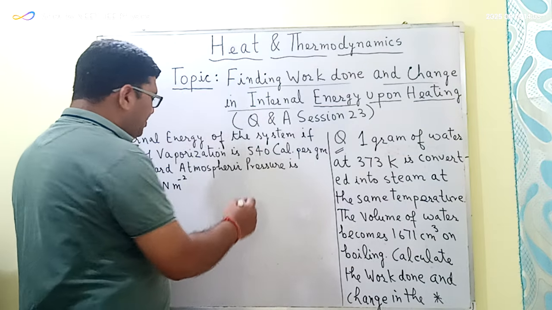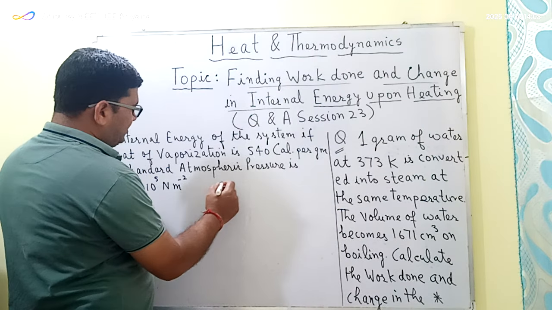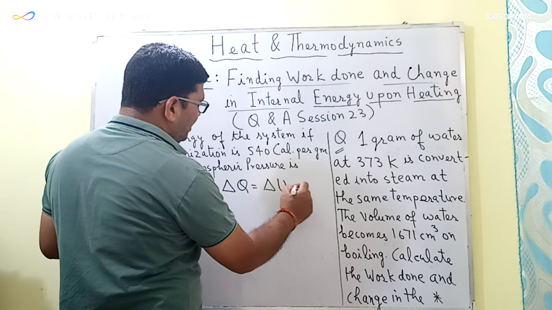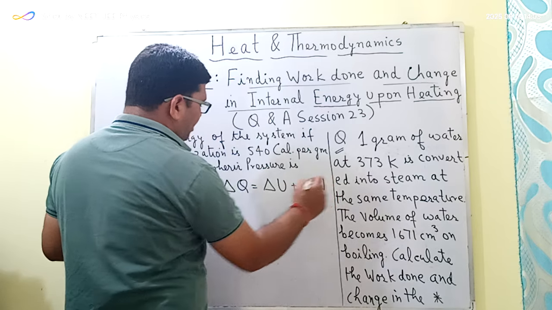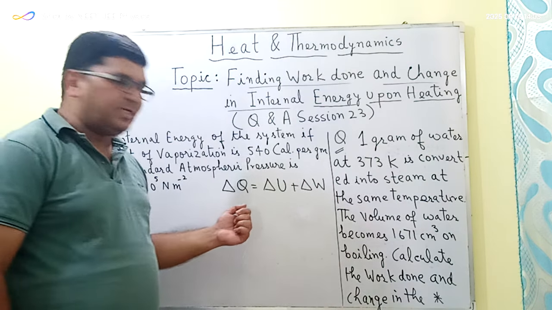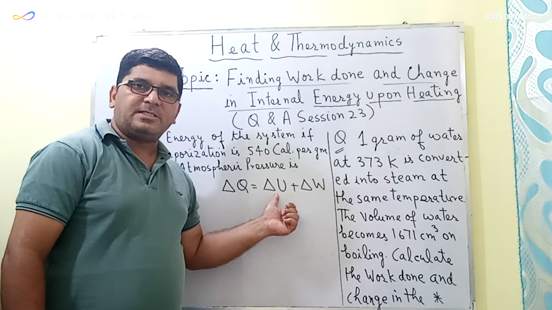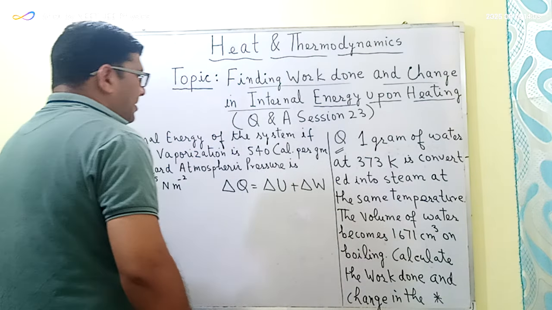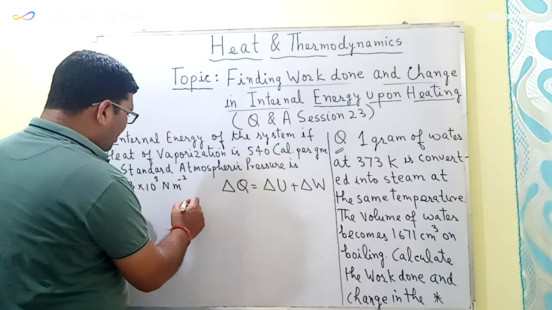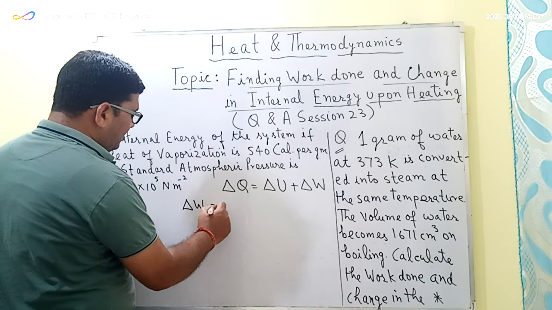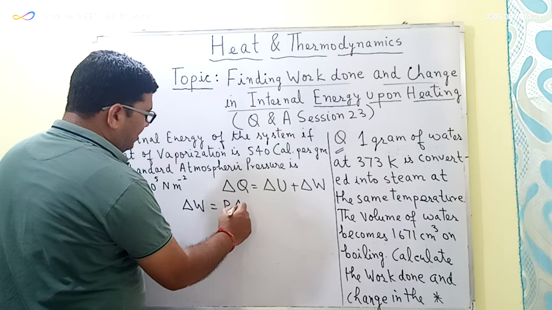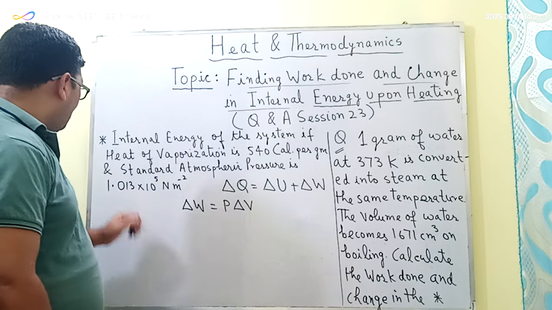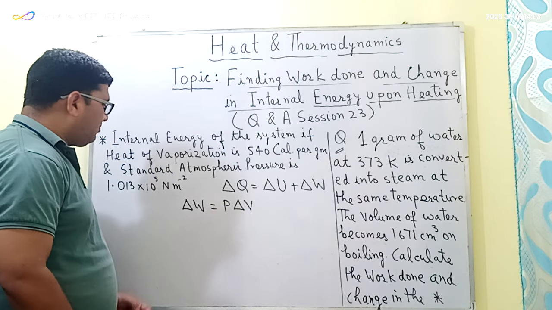So again in this question we will be using the first law of thermodynamics, that is delta Q is equal to delta U plus delta W. Here delta Q is the amount of heat supplied, delta U is the change in the internal energy of a substance, and delta W is the work done. So here work done will be equal to P delta V. Now here the standard atmospheric pressure is equal to 1.013 into 10 to the power 5 Newton per meter square.